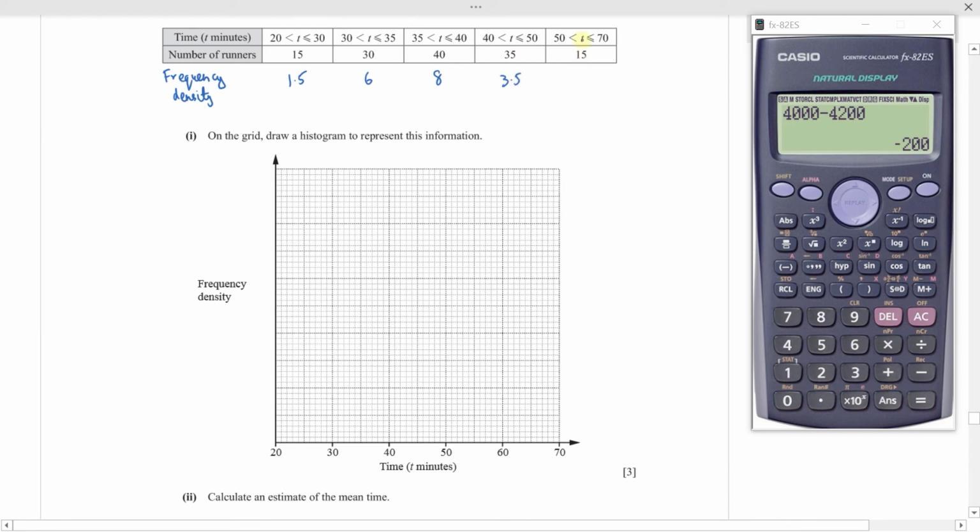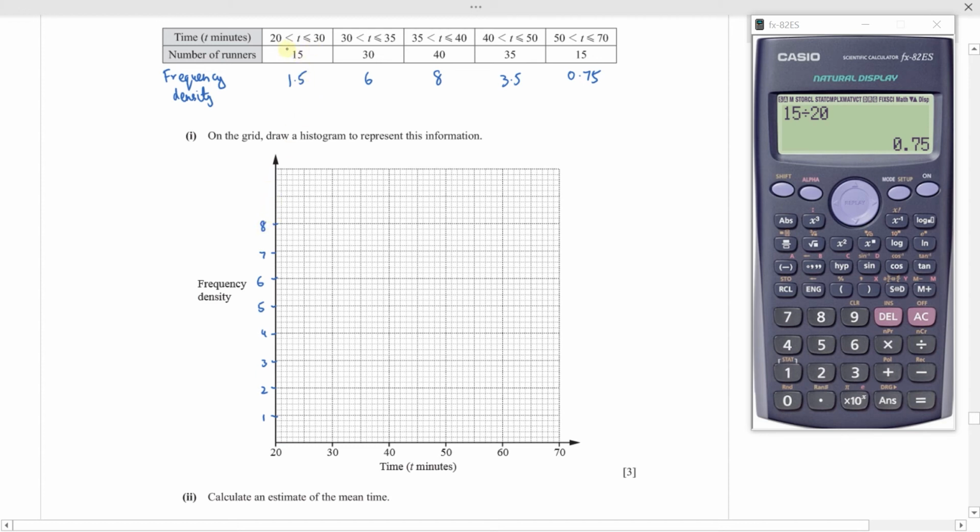And then 15 divided by 20. Here your interval is 20. So 15 divided by 20 is 0.75. So 1.5, 6, 8, 3.5, and 0.75. So now we have to first label the y-axis as well. Since our maximum value is 8, I think we should represent 1 centimeter with a frequency density value of 1. So 1, 2, 3, 4, 5, 6, 7, and 8.